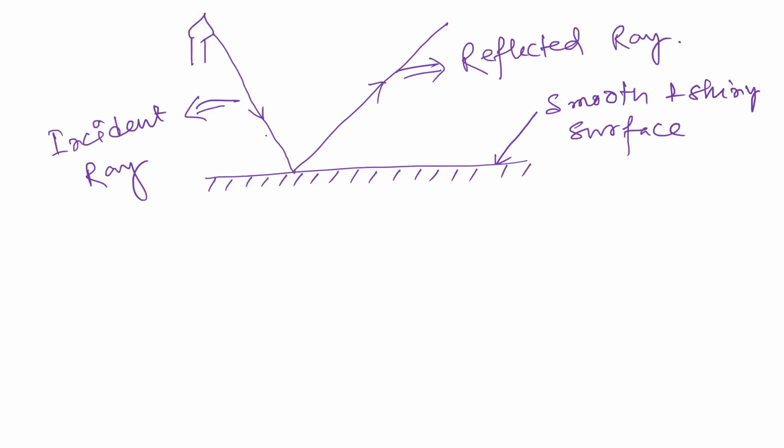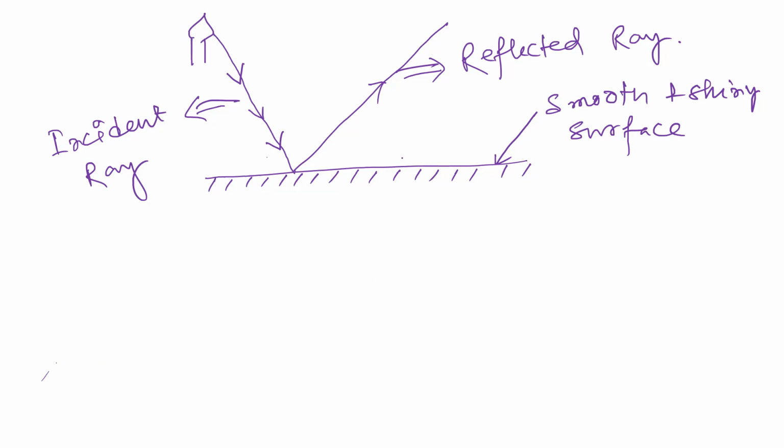So from a luminous object, the light ray which is falling on the reflecting surface is known as the incident ray, because this ray is incident on the surface. After getting bounced back, the light ray which is moving into the same medium, that means the light ray which is reflected back, is known as the reflected ray. Is that clear, everyone?